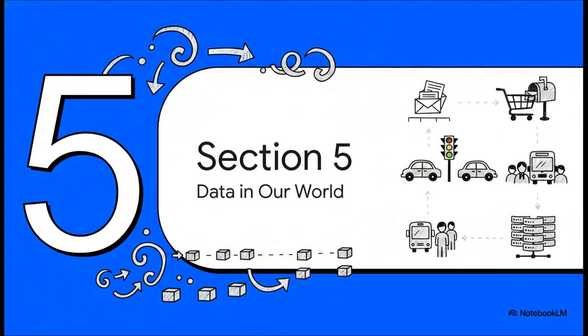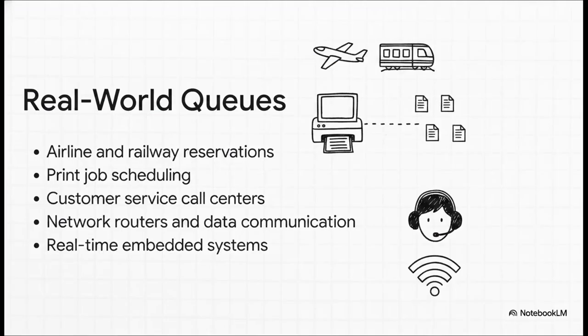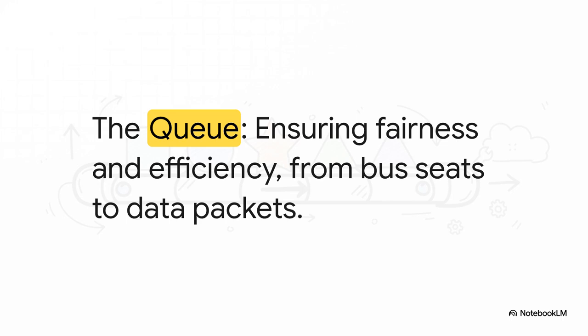All right, let's bring this all home. Now that you know what to look for, you're going to start seeing this simple but powerful idea everywhere. Seriously, once you see it, you can't unsee it. Queues are running airline and train reservations. They're the reason your print jobs come out one after another, not all jumbled up. They're what's organizing the line when you call customer service. And like we said, they're inside the routers and all sorts of other embedded systems, just quietly keeping our digital world in order.